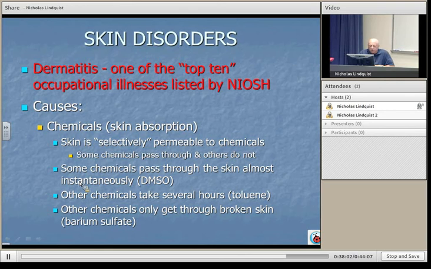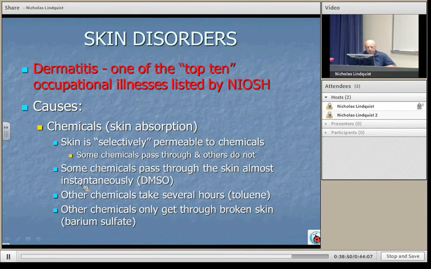So the causes of dermatitis: the skin is permeable to certain chemicals, and some chemicals can contact the skin and do damage to the skin. Others can pass through the skin, get into the deeper layers of the skin, or pass into the body. Some chemicals, a good example of this is DMSO, can be absorbed almost instantaneously into the blood system. Another one is mercury. Mercury can fairly rapidly be absorbed into the skin. Toluene can be absorbed, but it usually takes a longer period of contact.